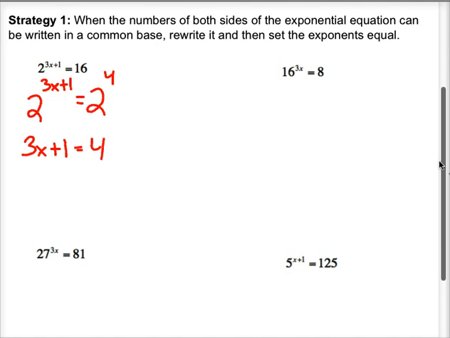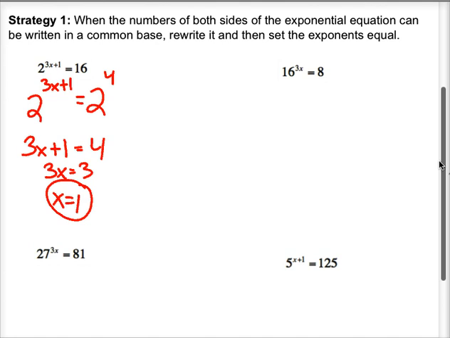Once you realize that, well, now it's just common algebra from there. Subtract 1 from both sides, divide by 3, and you get your answer: x is 1. But again, the goal here, the only way that this works is the fact that I can write these as a common base. Now, if you look at the next one, 16 to the 3x equals 18.